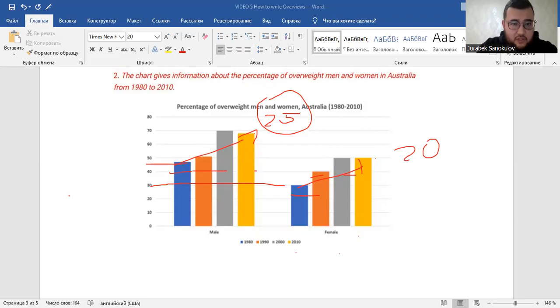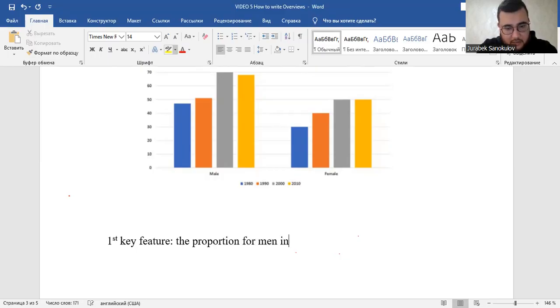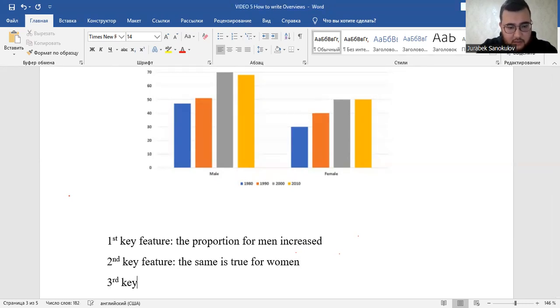So there are three key features. I'm going to highlight them one more time. Let me write them here. First key feature: the proportion for men increased. Second key feature: the same is true for women, increased.